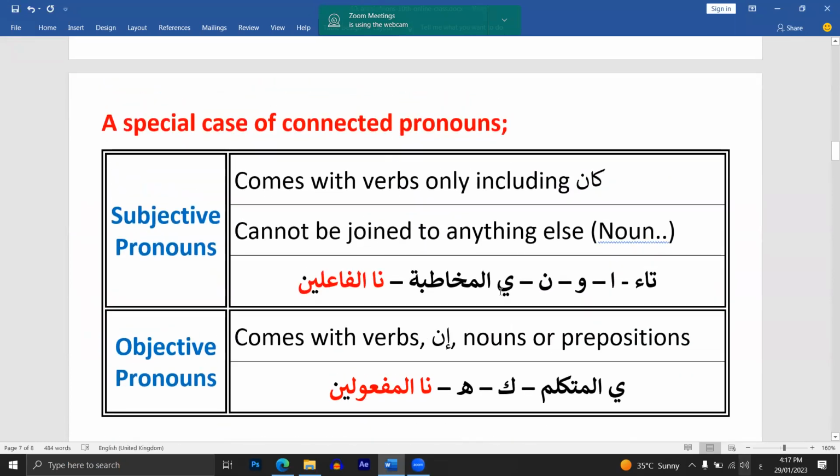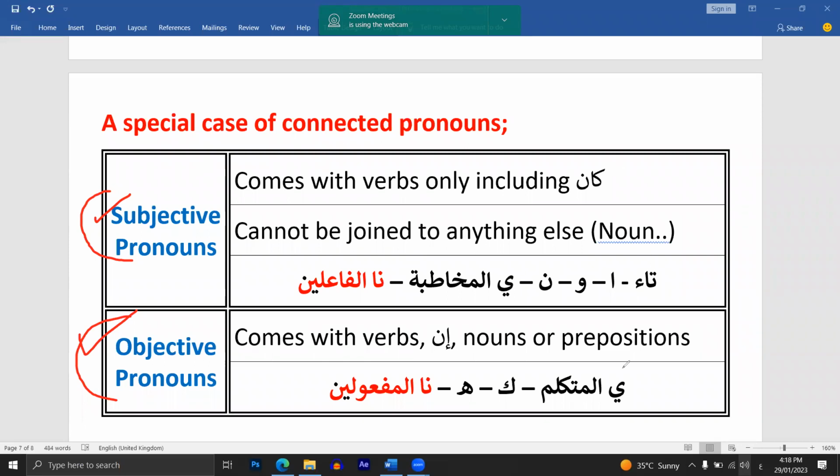This is the summary we talked about last week. We said basically we have 2 types of connected pronouns: subjective and objective. There is a third type, which is genitive, whenever a connected pronoun is connected to a preposition or a noun. And in this case, there is no confusion. But mostly we're having the confusion here because both of them, subjective and objective, are connected to a verb.